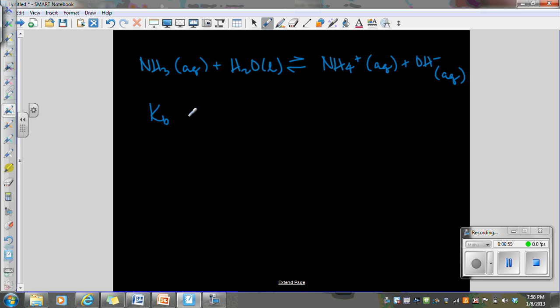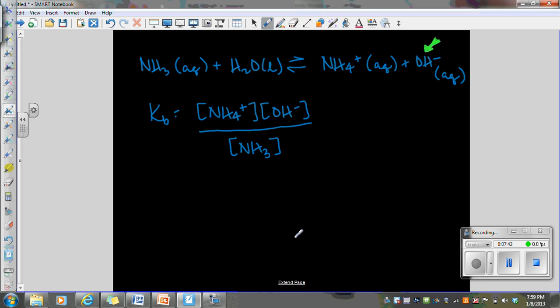Because it's a base, I'm going to write Kb. I know it's a base for a couple reasons. Number one, I've memorized that ammonia is a base, but number two, hydroxide ions are produced in solution. If you think of the Arrhenius definition of bases, any substance that produces hydroxide ions in a solution is a base. So I know this is a base, and my B tells me base. I'm going to do the concentration of products raised to the power of their coefficients divided by the concentration of reactants. Water is not included because it's a pure liquid.